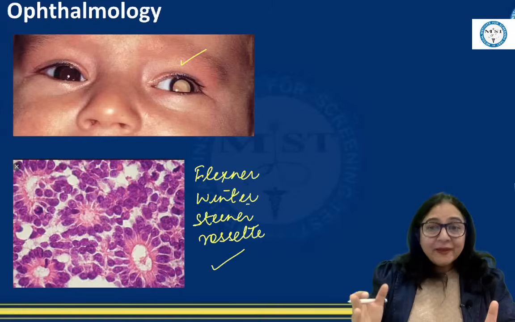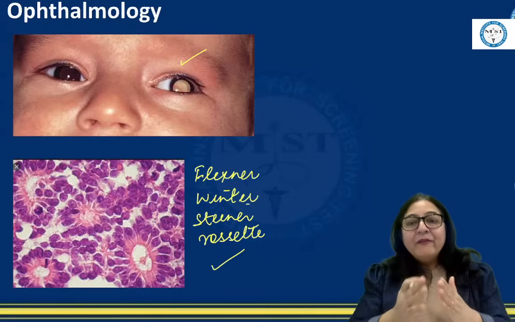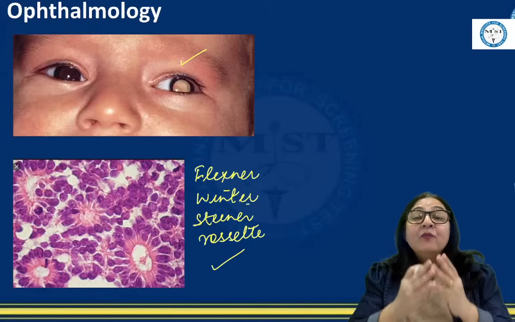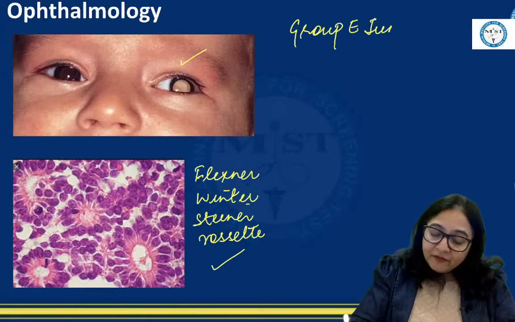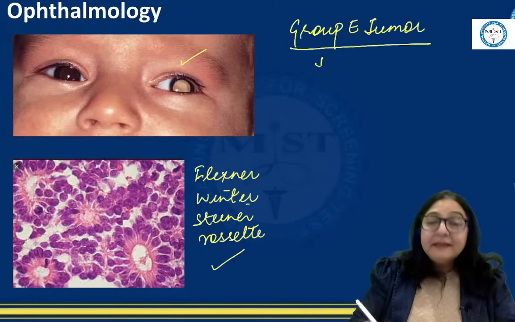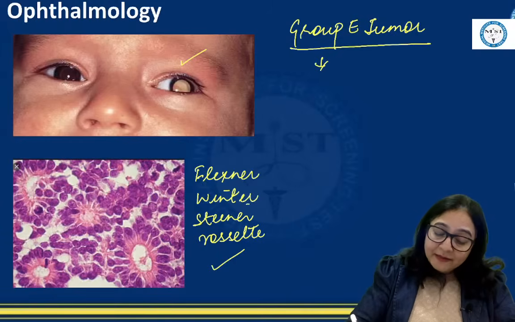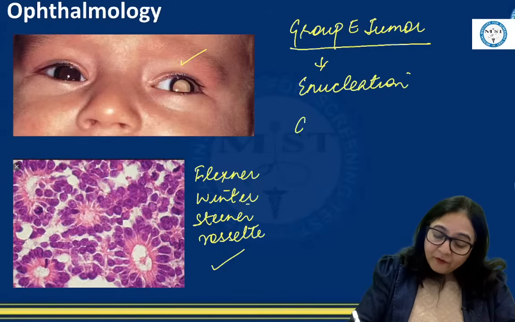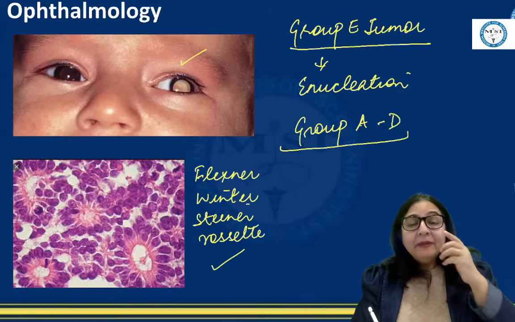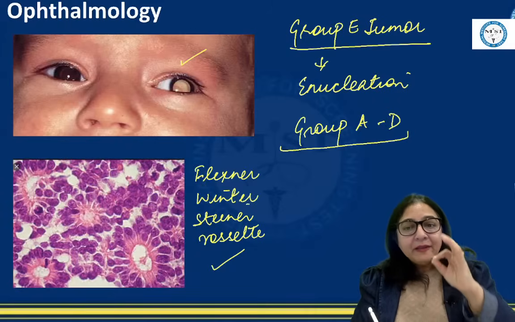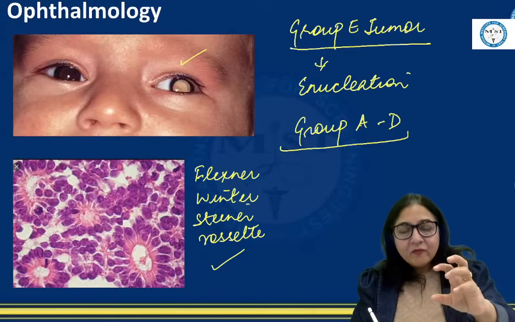Okay, the treatment, you should remember: when it's a large advanced tumor, what we call a group E tumor, in which it is filling more than 50% of the globe or there is anterior segment involvement, then enucleation is the treatment. From group A to D, which includes your small tumors, it can be focal treatment if the tumor is small in size and in one area.